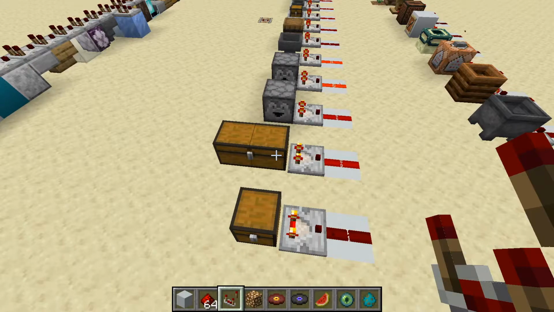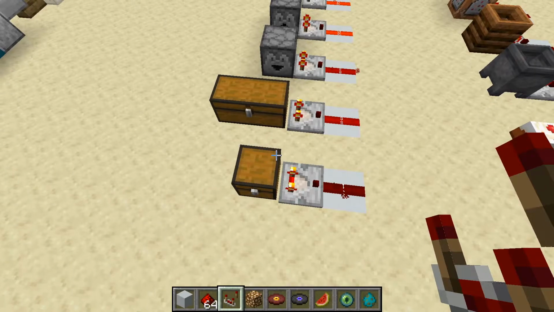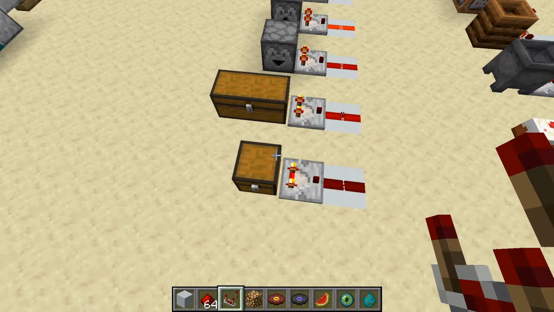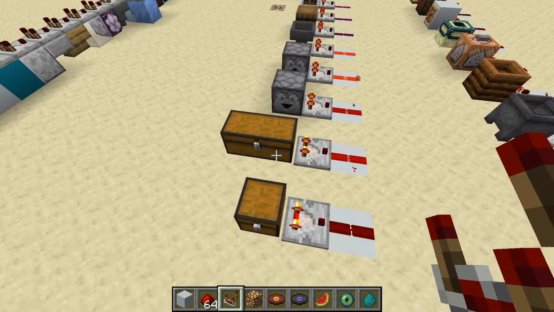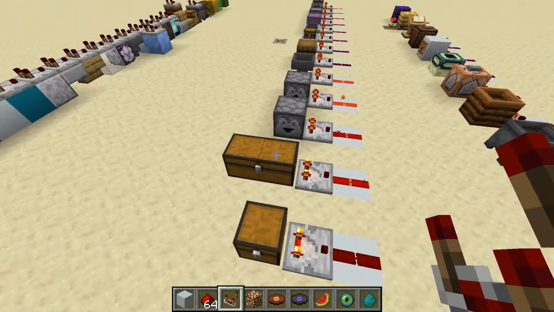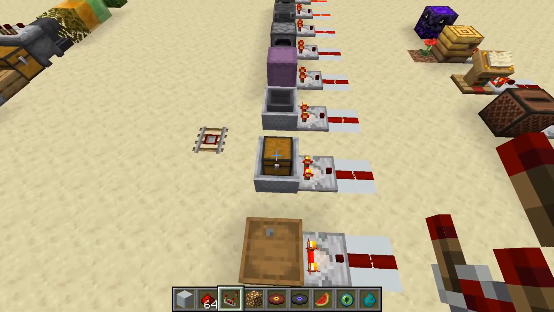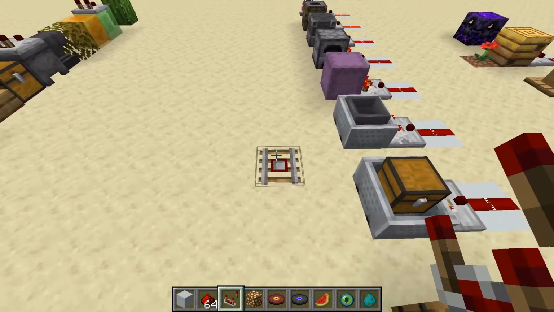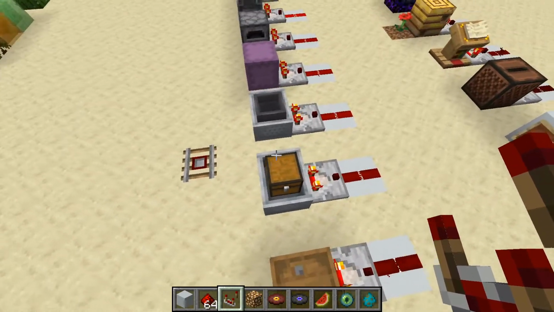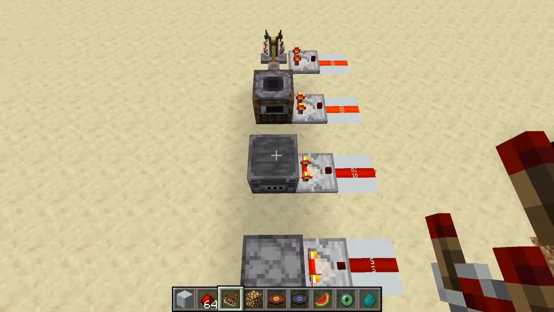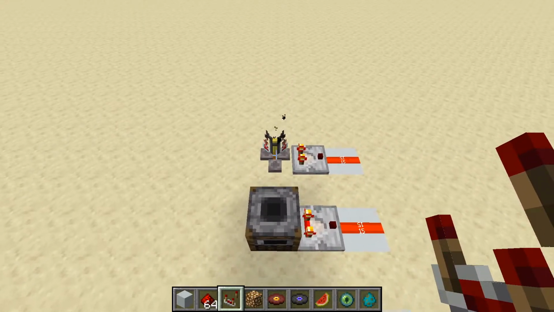The most basic function of the comparator, and the one that most people are probably already somewhat familiar with, is the ability to look at the contents of a container and output a signal strength based on how full that container is. And we can do that with a number of containers: chest and double chest, including the trapped varieties, droppers, dispensers, hoppers, barrels, chest minecarts, and hopper minecarts. These need to be on a detector rail in order for that to work. And then we can also do it on shulker boxes, furnaces, blast furnaces, smokers, and brewing stands.